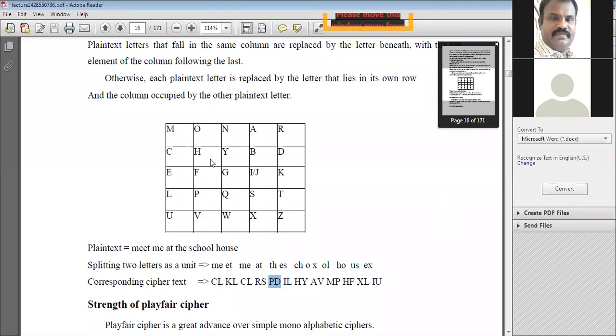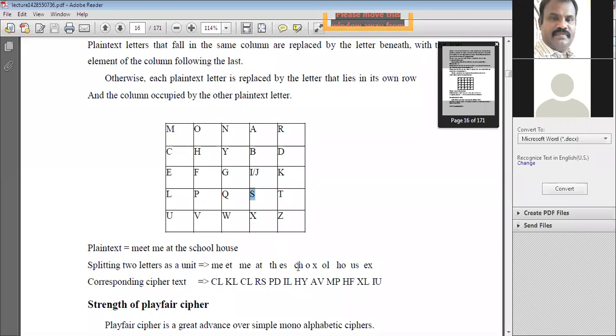Next, similarly, ES. This is the E letter, and the next one is the S letter. So in the place of E, you replace with I. In the place of S, you can replace with L. So IL.